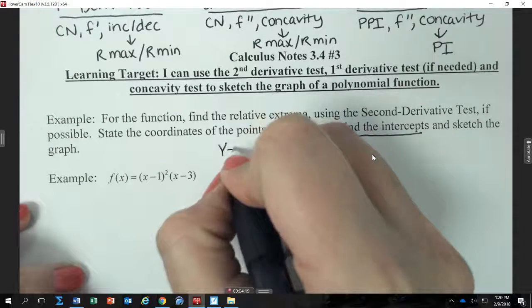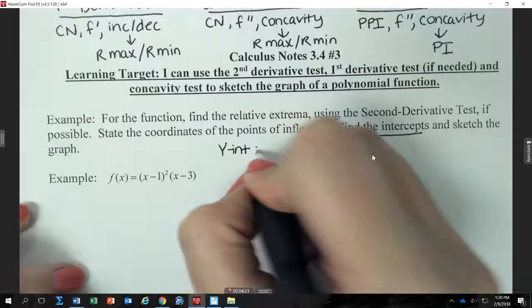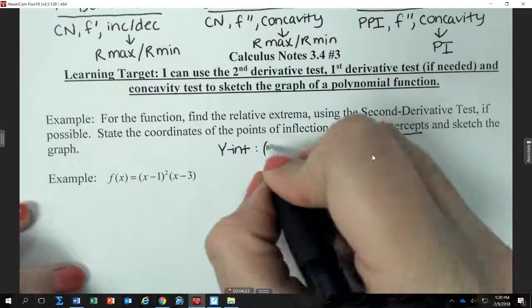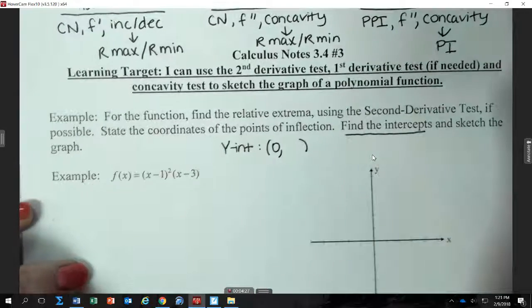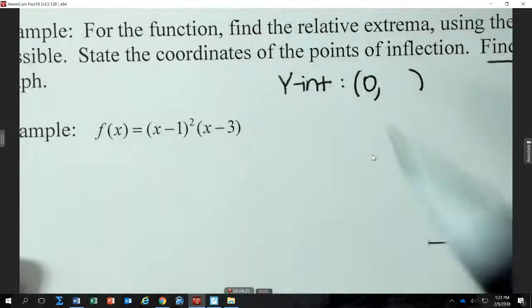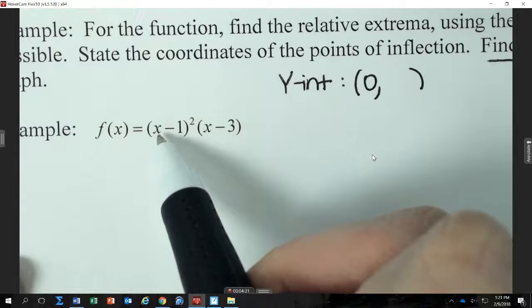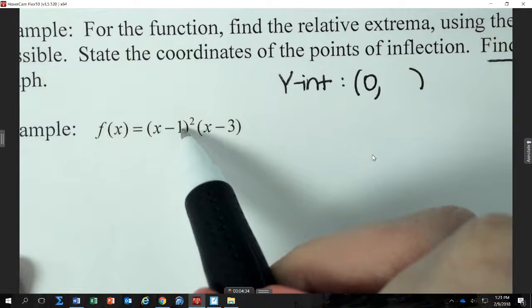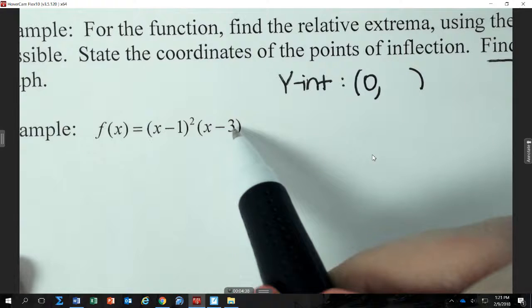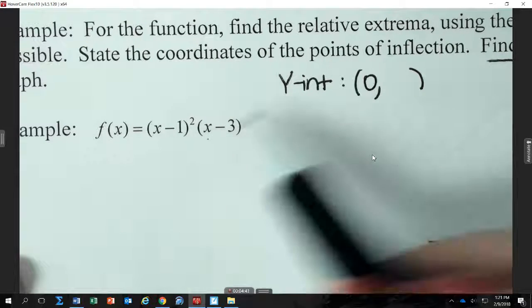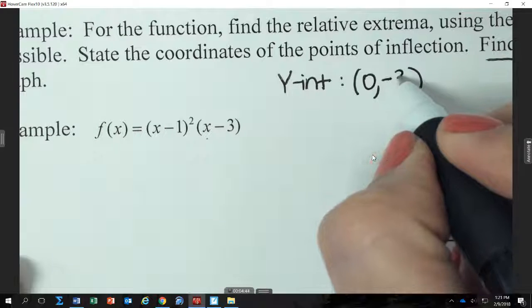Let's find our y-intercept. With y-intercept, I plug in 0 for x, right? And I have to solve for y. So if I plug in 0 for x here, what am I going to get? 0 minus 1 squared. That's just going to be 1. And here I have 0 minus 3. Negative 3, right? So 1 times negative 3 is just negative 3.